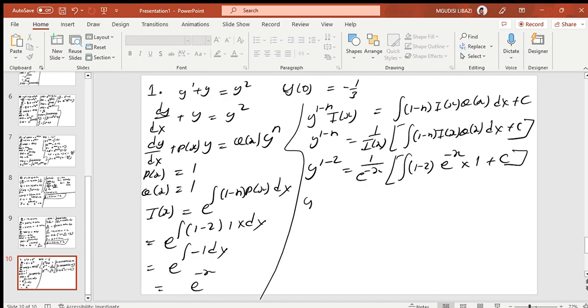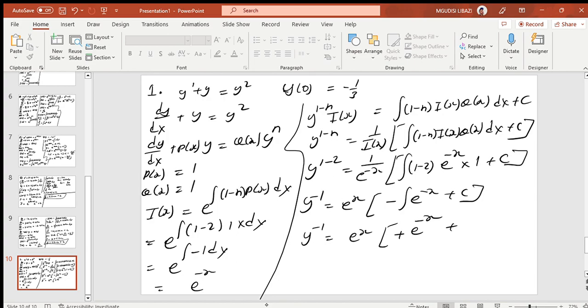So you can say now y raised to negative 1 equal to 1 over e raised to negative x is e raised to x into negative integral e raised to negative x plus c. So you're gonna get now y raised to minus 1, which is equal to e raised to x now into integral of that, that's going to be positive e raised to negative x plus c. So we're gonna get now y to the minus 1, which is e raised to negative x times e raised to negative x, which is 1, and then plus c e raised to x.